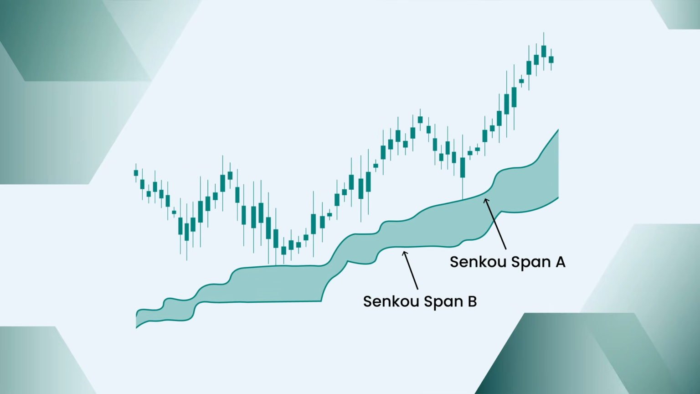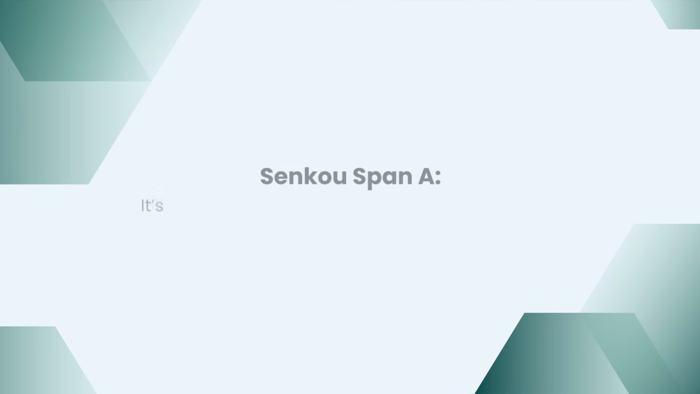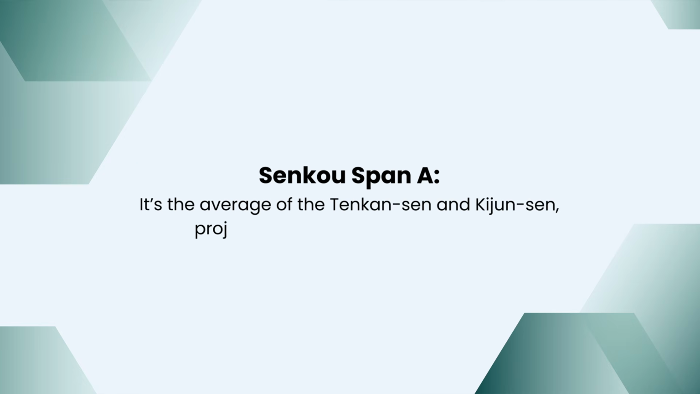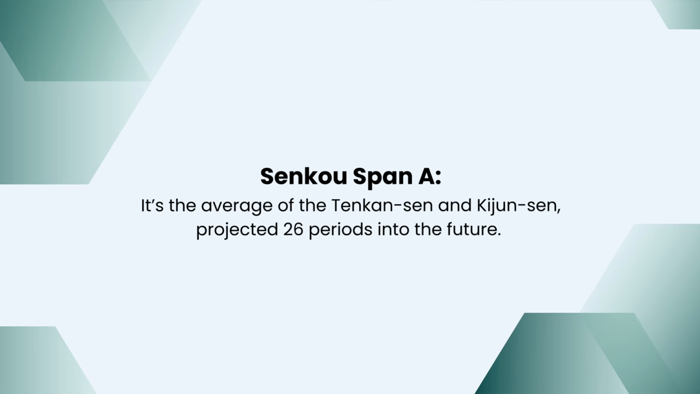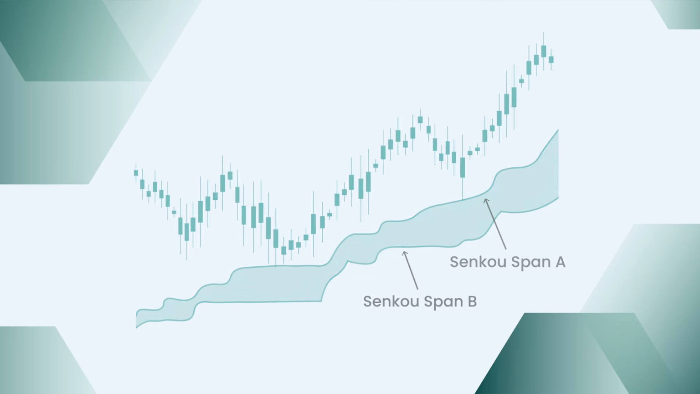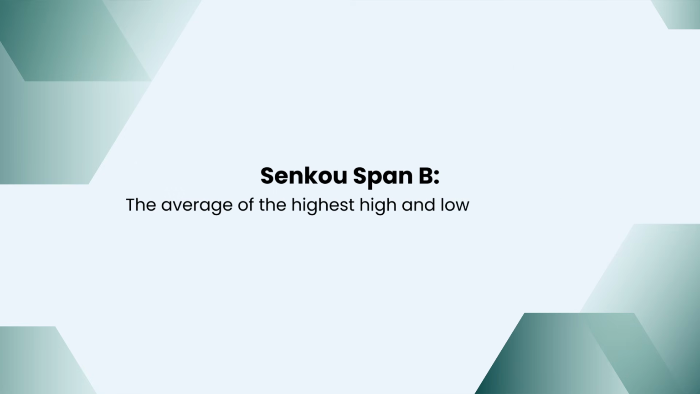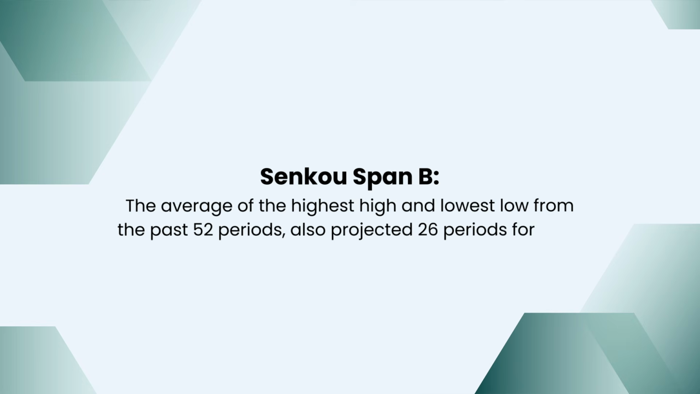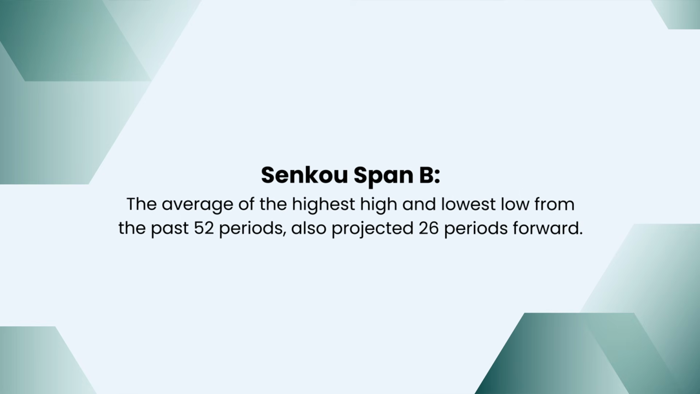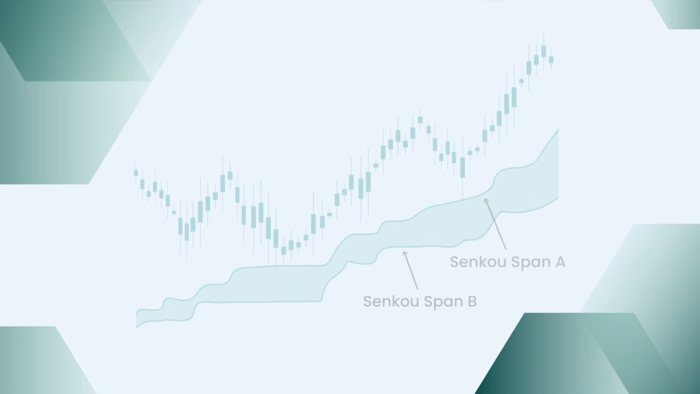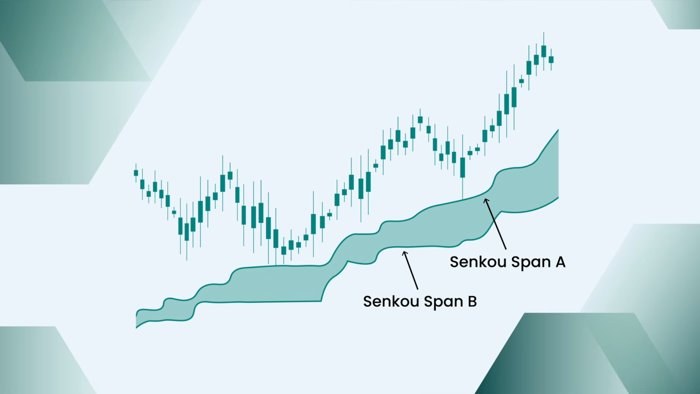The next two lines form the famous Kumo, or cloud, the heart of the Ichimoku system. The first line of the cloud is called Senkou Span A. It is the average of the Tenkan-sen and the Kijun-sen, projected 26 periods into the future. The second line is the Senkou Span B, the average of the highest high and lowest low from the past 52 periods, also projected 26 periods forward. The space between these two lines is the cloud, and this is where the magic happens.